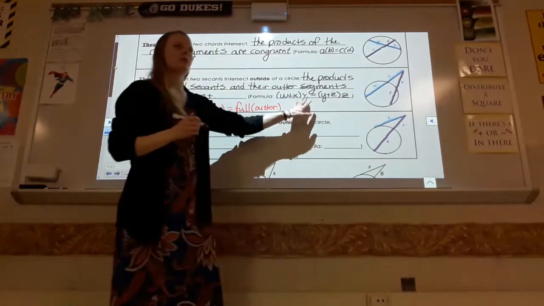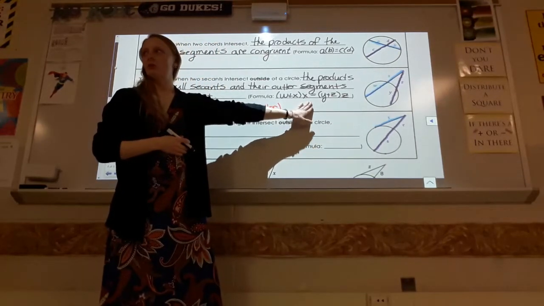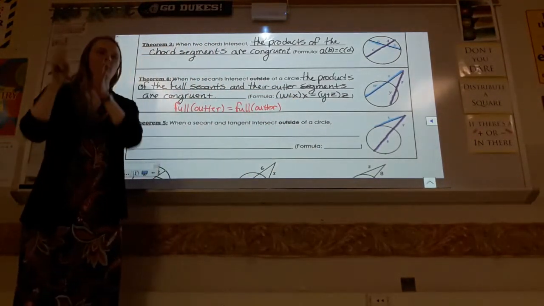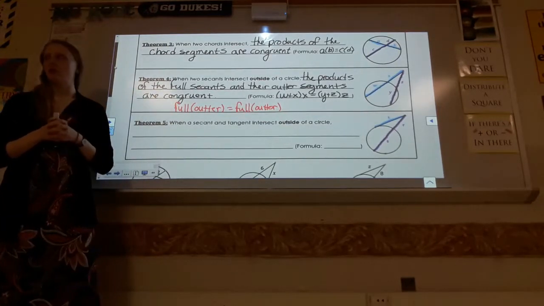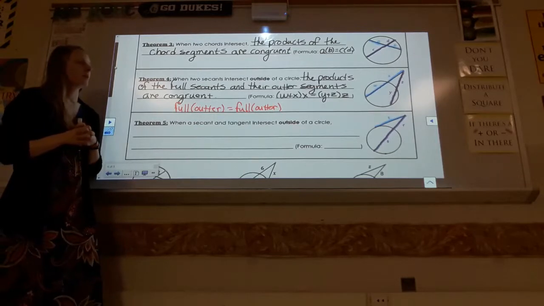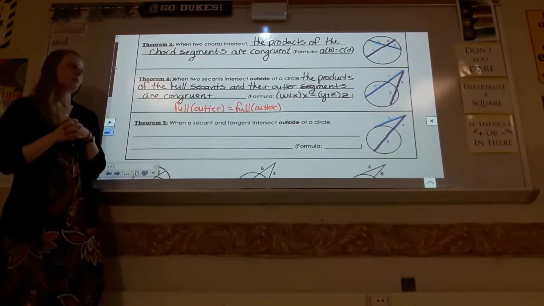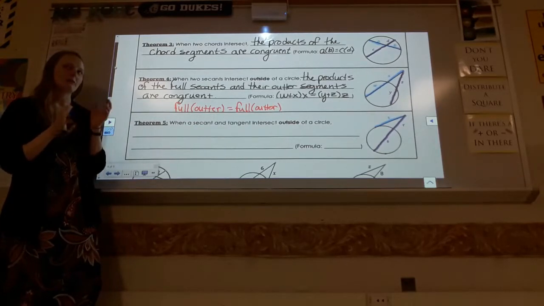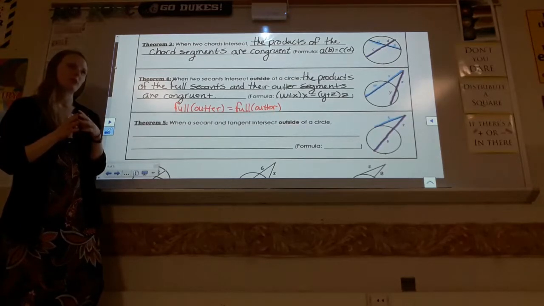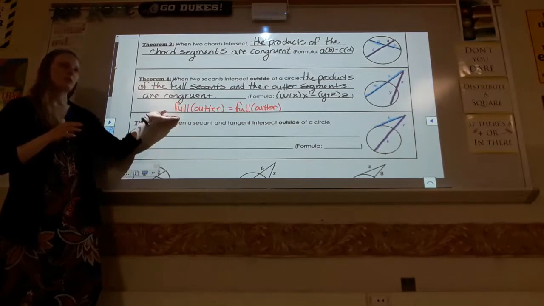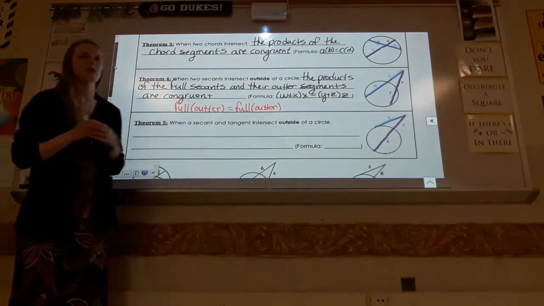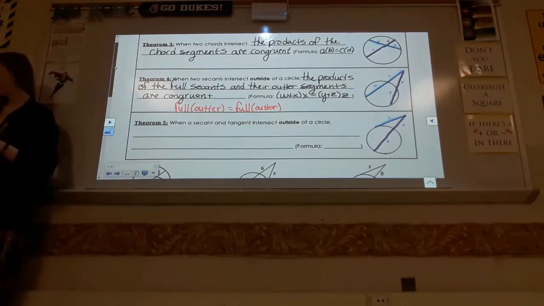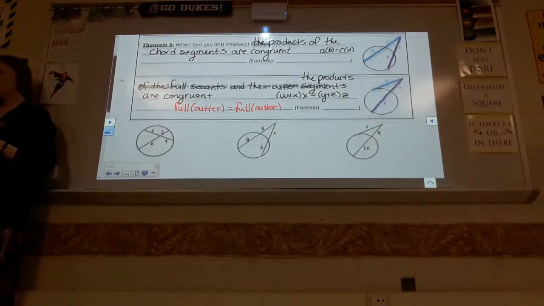So this is your representation of the formula in variables. You do the full length times the outside part equals the full length times the outside part for both secants, and they should be equal to each other. Sometimes they'll give you the full length outright, so you don't have to add the pieces together, so make sure you're looking for that. I'll show you some examples on the next page. But this is the summary of that idea. Full times outside part equals full times outer segment. Okay? So that's when you have two secants, and then we have one more.